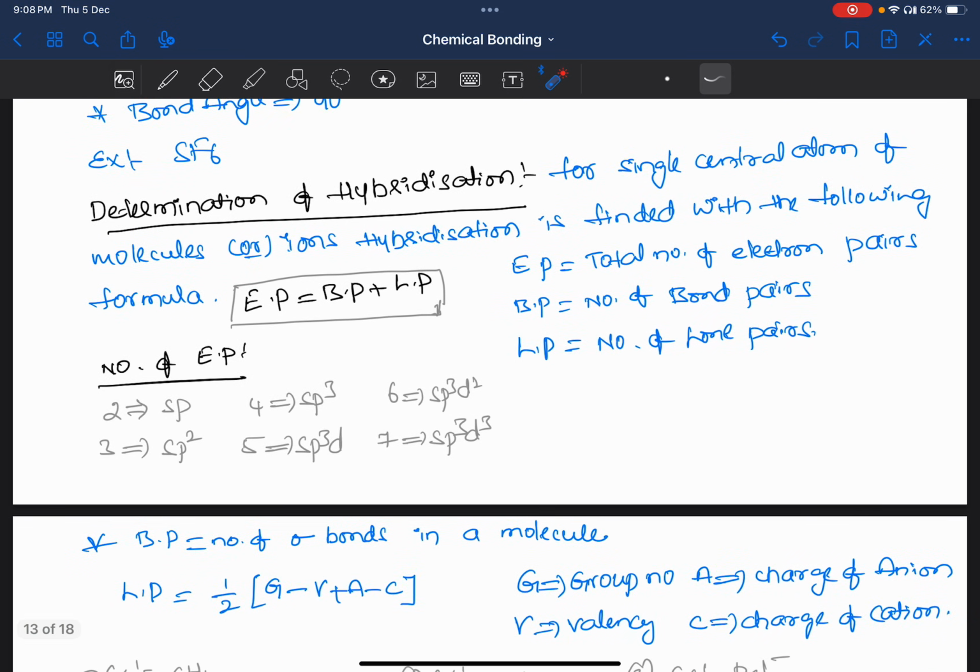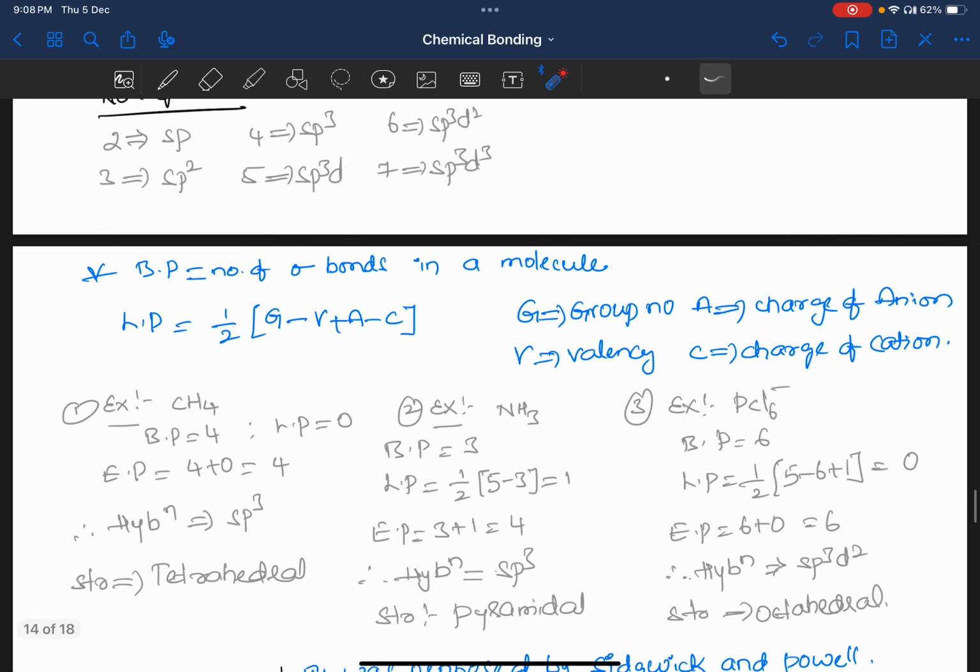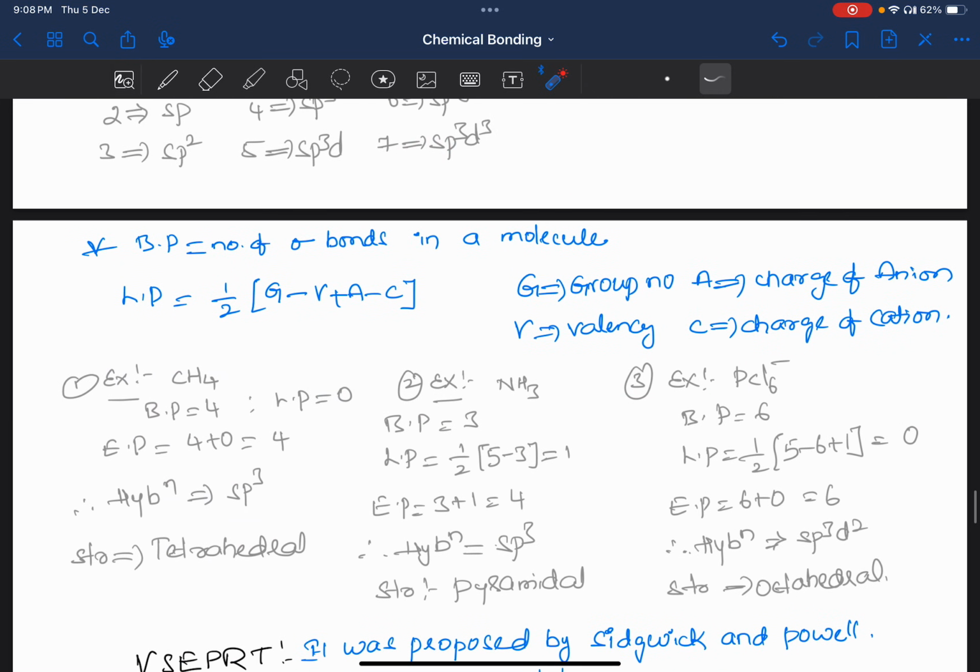Based on the number of electron pairs only, the hybridization is determined. If the number of electron pairs is 2, the central atom exhibits sp hybridization. If it is 3, sp2 hybridization. 4, sp3 hybridization. 5, sp3d. 6, sp3d2. 7, sp3d3 hybridization. Now see the bond pairs.